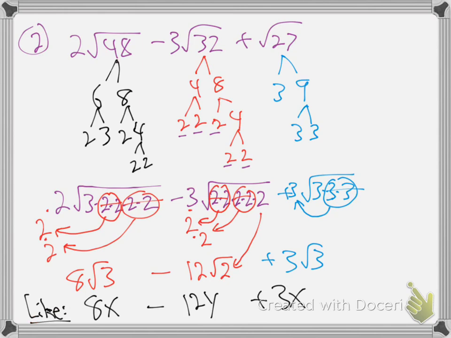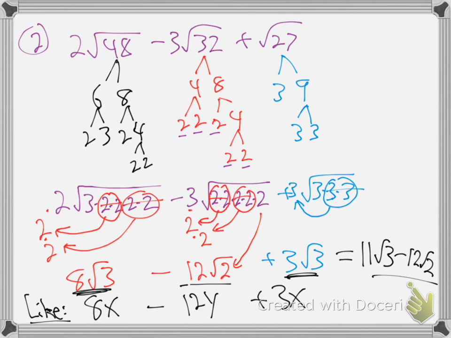So you know, what would you do if you had 8x minus 12y plus 3x? Yeah, the x ones would combine and the other one would just stay different. That's exactly what you do with the roots. They're just like letters. So different roots are like different letters. Just exactly right. So 8 root of 3 plus 3 root of 3 is going to make 11 root of 3. And the minus 12 root 2, that just stays as it is. And we're done right there.